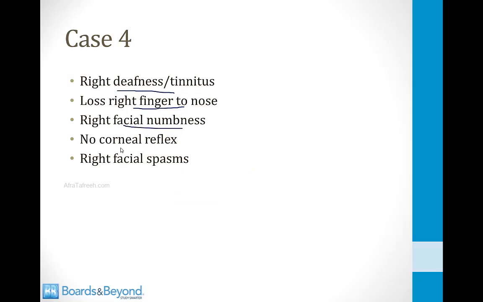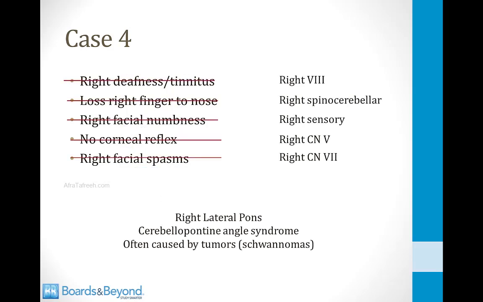So for the last case, we've got right deafness and tinnitus, loss of right finger to nose testing, right facial numbness, no corneal reflex, and facial spasms on the right side. Once again, I've crossed out the symptoms and wrote what they mean on the right side of the screen. The right deafness and tinnitus means we've got involvement of the right-sided cranial nerve 8. The loss of right-sided finger to nose testing means we've got the spinocerebellar tract involved, and that's an S tract, so we know it's a lateral lesion.